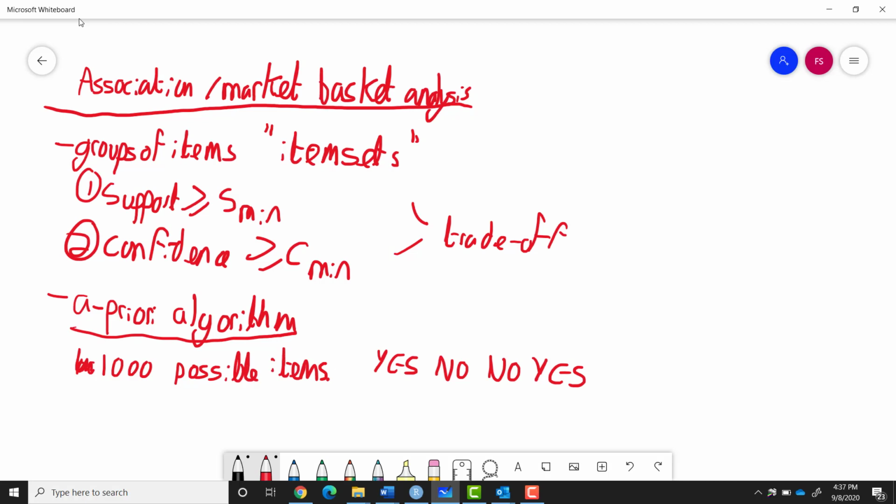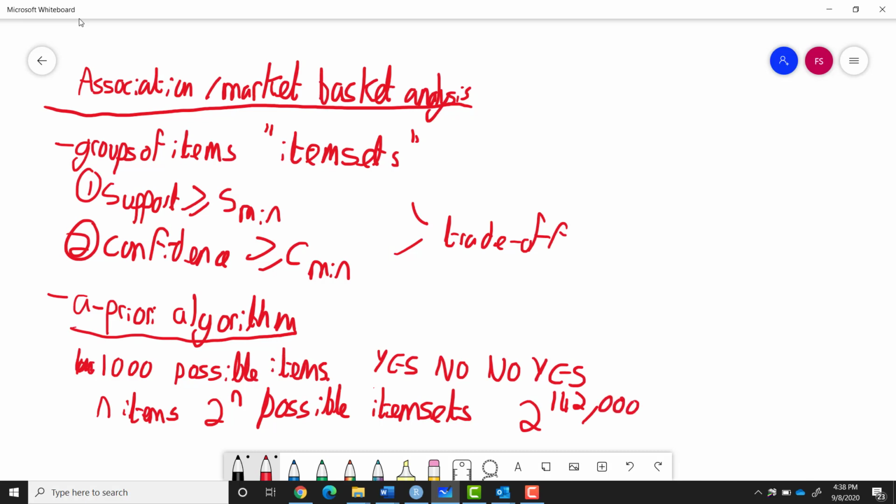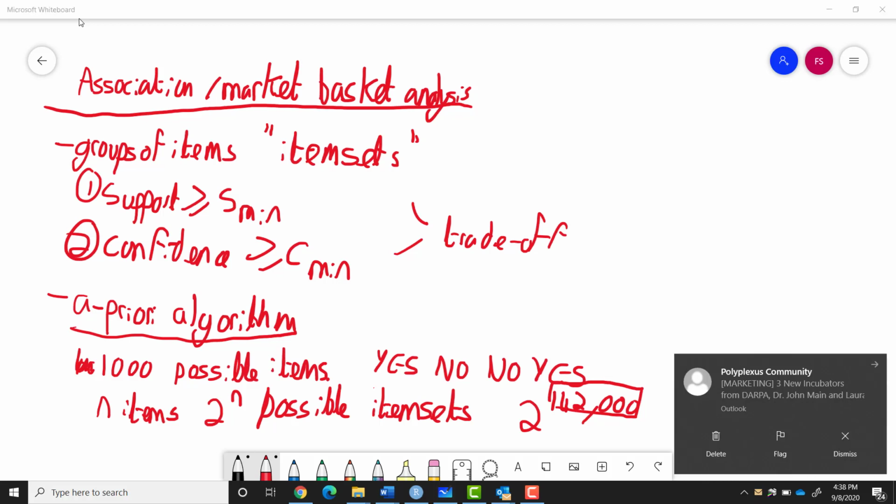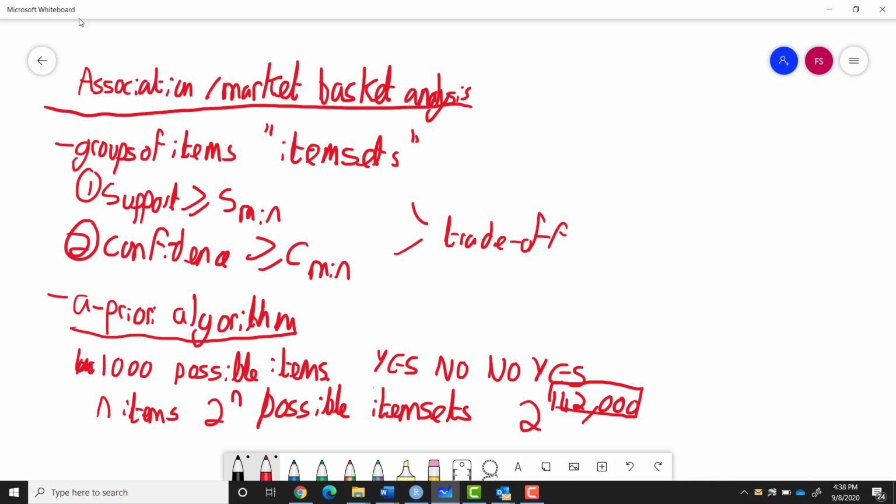possibility. In fact, if we have n items and we have 2 states per item, yes or no, we have 2 to the n possible item sets. So say, for example, Walmart has 142,000 items. I think I got that number from the real world, an actual real number. And that's going to actually break R.